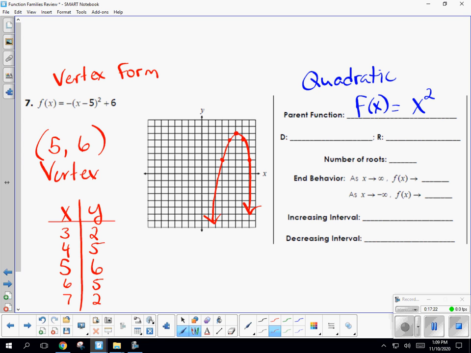Now let's talk about the domain and range. The domain of this quadratic is all real numbers, as it is every time. The range of this quadratic is y is going to be less than or equal to the y value of your vertex. The y value of your vertex is 6. The number of roots that this quadratic can have is 2. Now let's talk about end behavior. As x is going to positive infinity, my y's are going down to negative infinity. As x is going to negative infinity, my y's are going down to negative infinity.